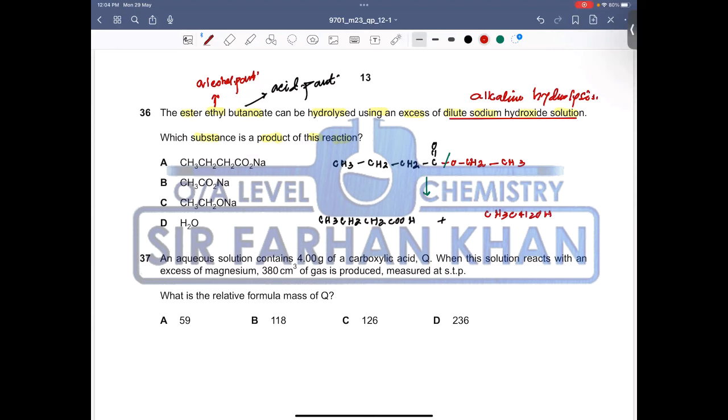Now we have an alkaline medium. When we use an alkaline medium, it will give you a salt, and the alcohol will remain as it is. That's what we discussed in the class, if you remember. So the right answer is going to be A.